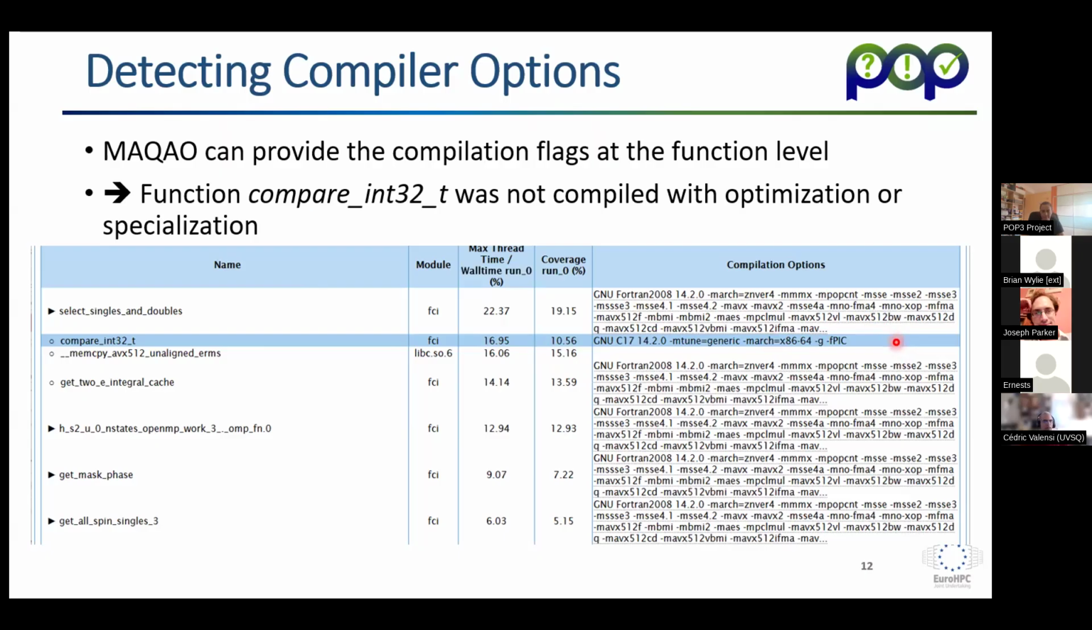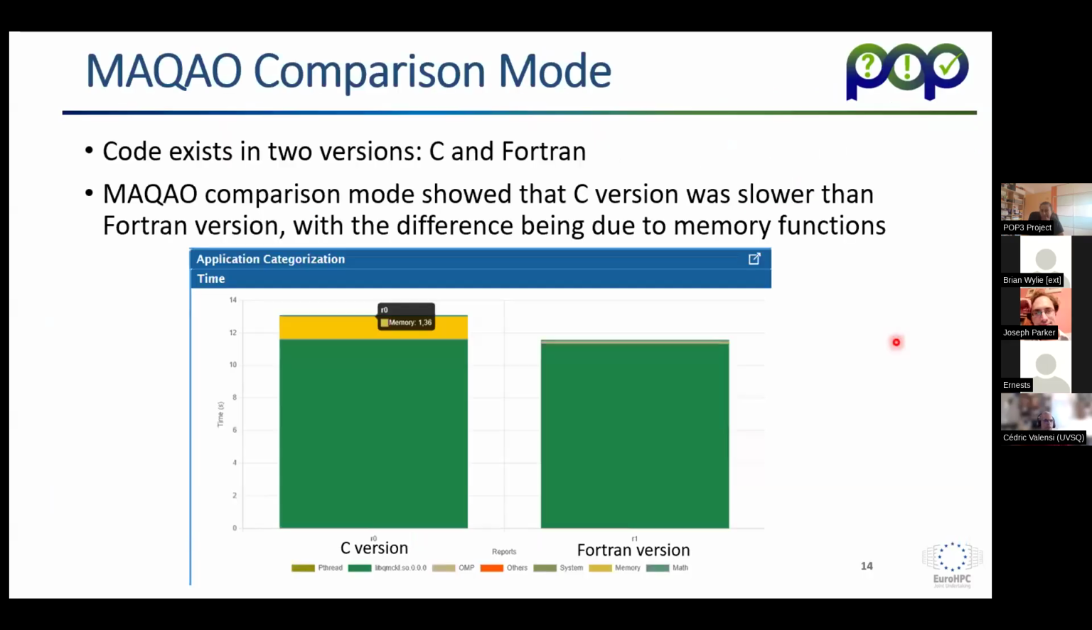And I have a last example of code. This was a code that existed in two versions, in C and Fortran. This time we were able to run both analyses on this code and compare them. The comparison showed that there was a significant difference between the C version and the Fortran version. And moreover, the categorization showed that actually all the difference was due to memory functions.